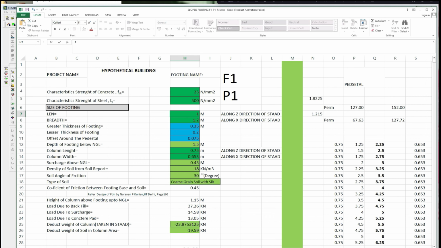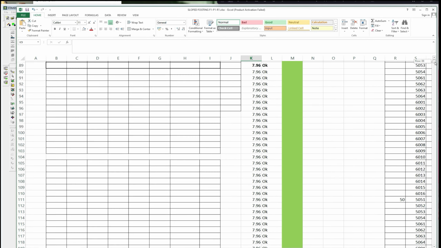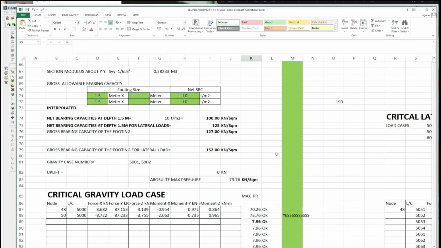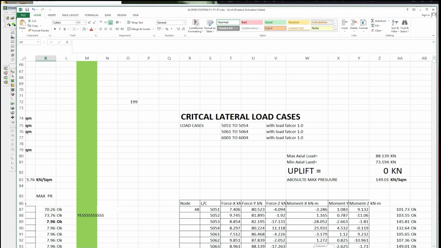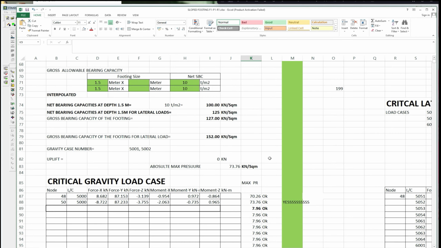Let us make it 1.4 by 1.0. That is 1.1. Okay, 1.1. Let us check it. It is 149. 152 is the maximum lateral load allowed, so it is safe in lateral load.